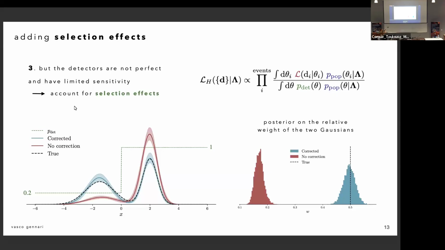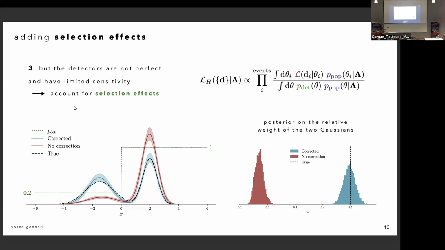And this is because for positive values, we said that p-det is equal to 1. Therefore, this term is 1. The population distribution is normalized, so the whole integral basically doesn't contribute to the likelihood, and you end up with the same likelihood as before. For the negative values, instead, you have smaller values, which makes the denominator smaller, and therefore you're compensating with a higher value of the likelihood by manually introducing the detection probability.